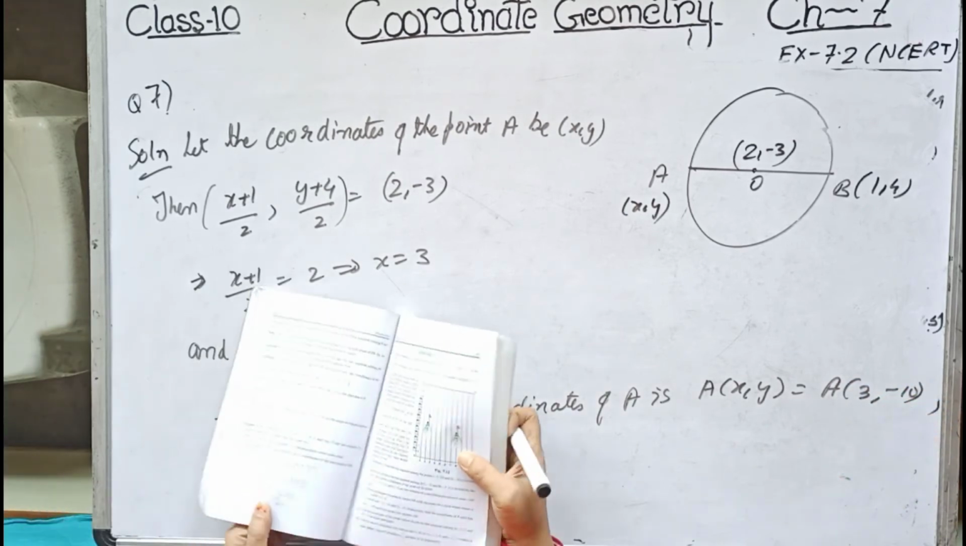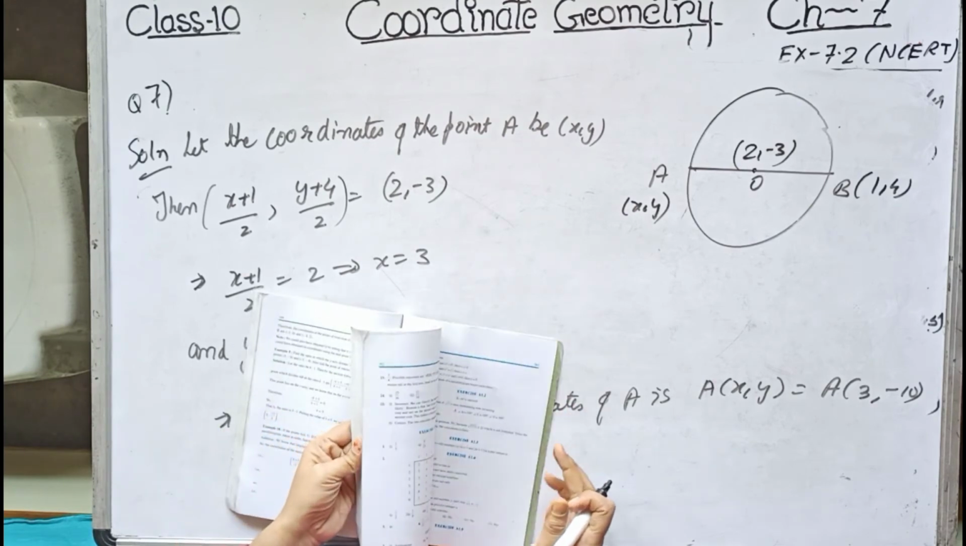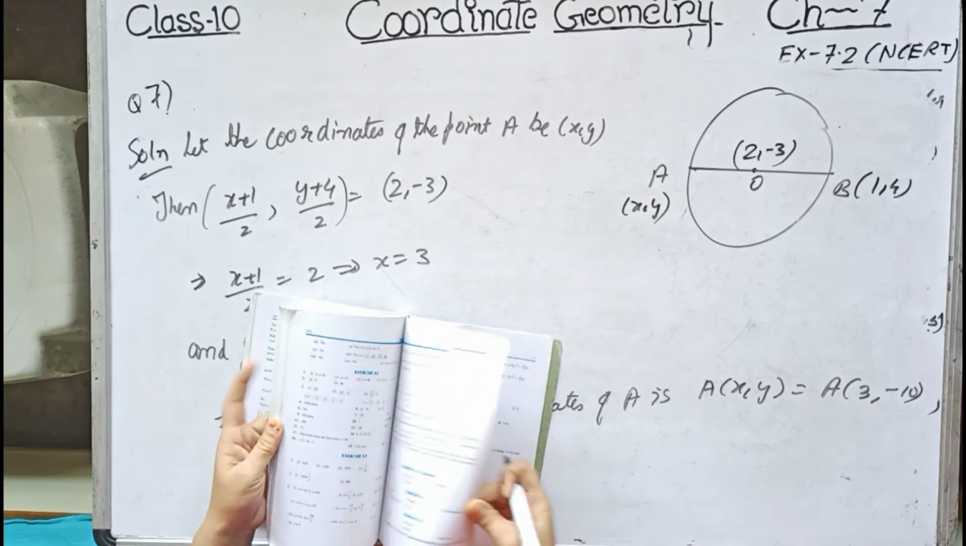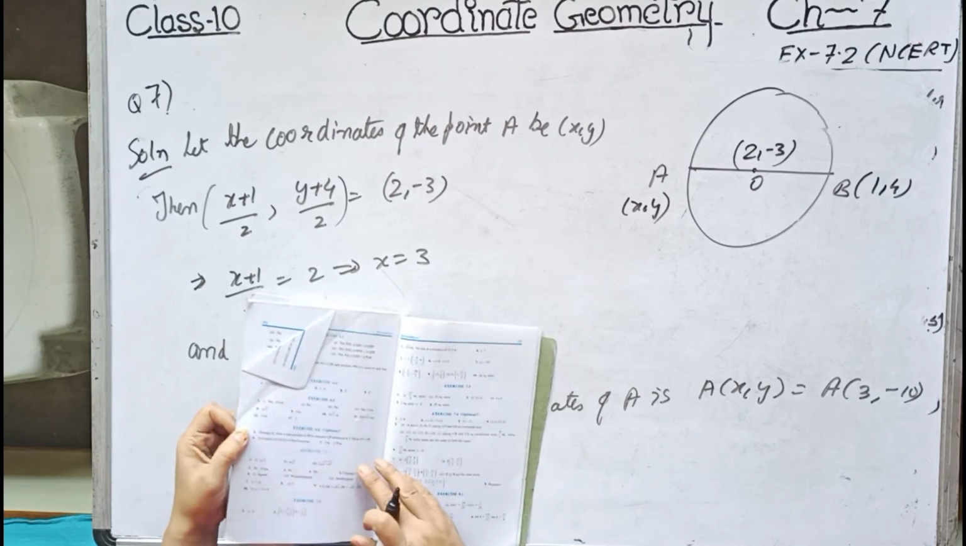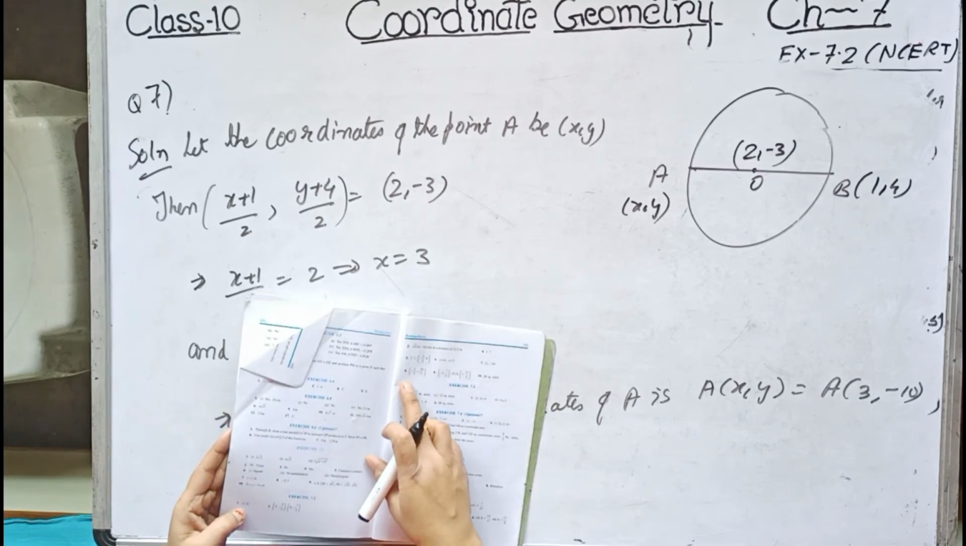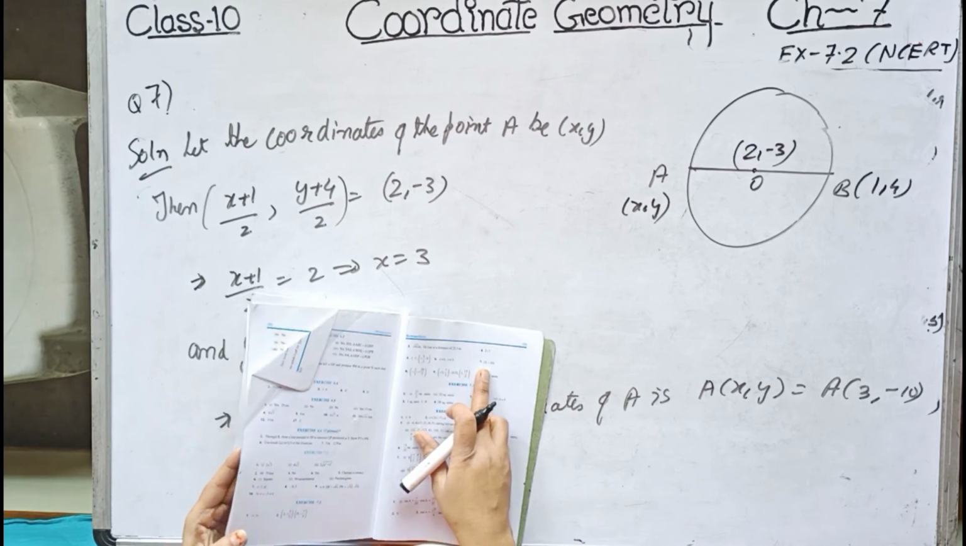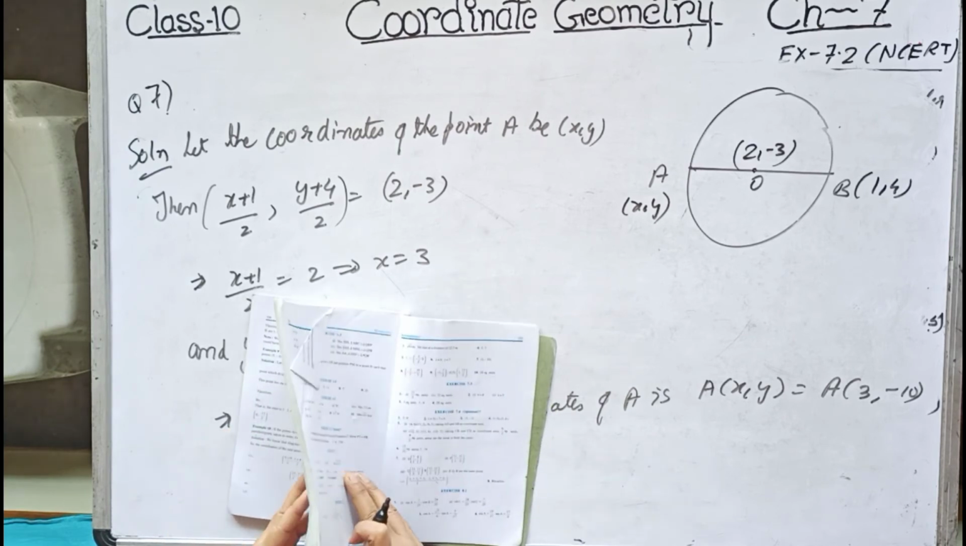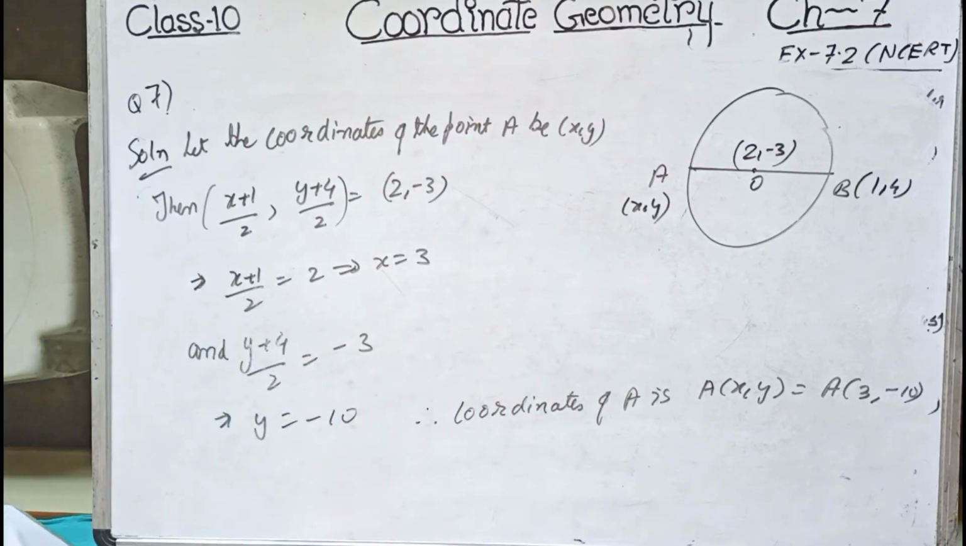Let us once see the answer. Question number 7, (3, -10). Yes, correct. Now let us move to question number 8.